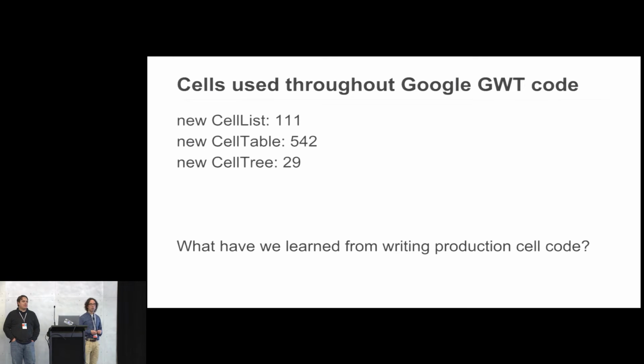But they are used a lot at Google. I actually did a little audit just before coming to this conference and found that across all of Google code, we were instantiating over 100 cell lists and hundreds of cell tables and even some cell trees as well. So this is actively maintained Google code.